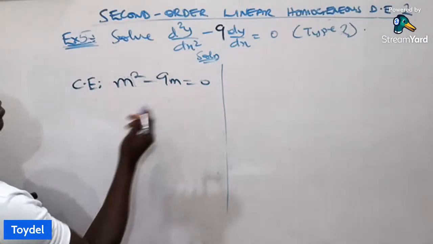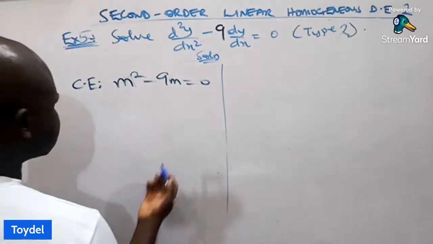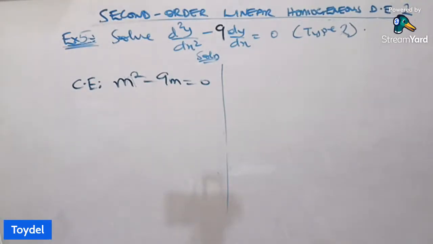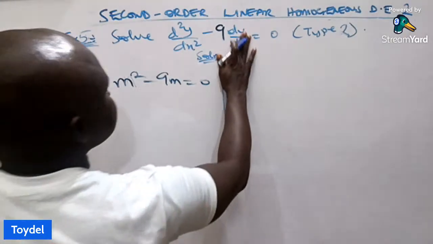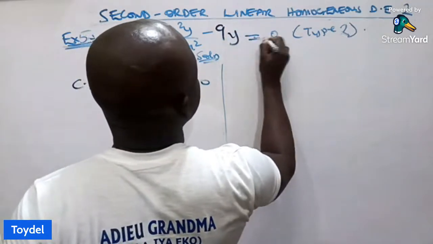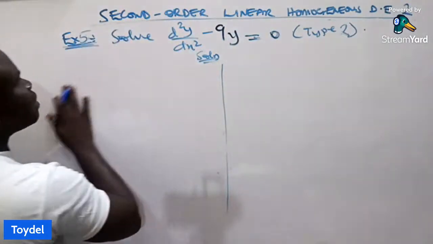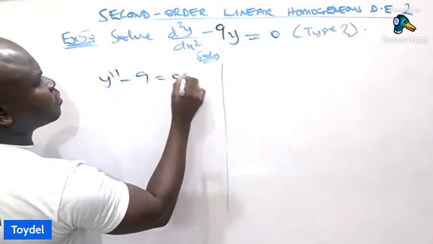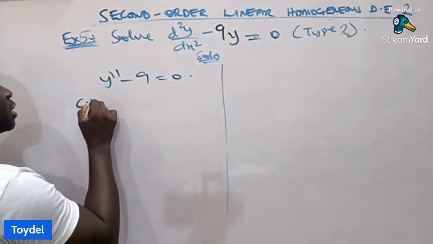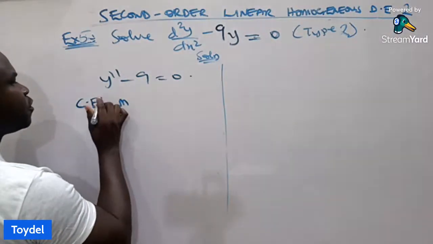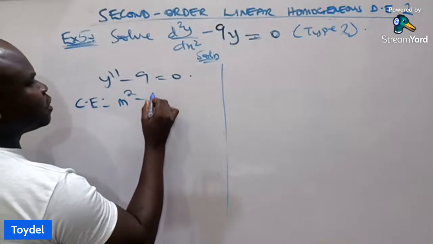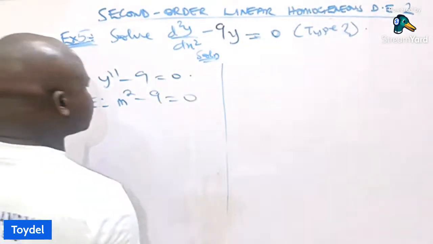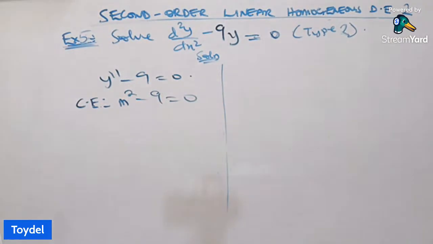So when we solve this, what do we get? What is common? m is common. So when we solve this, what are we going to get? This is the same thing as saying y prime prime minus 9y is equal to 0. So the characteristic equation will now be m squared minus 9 equal to 0. That will be the characteristic equation.